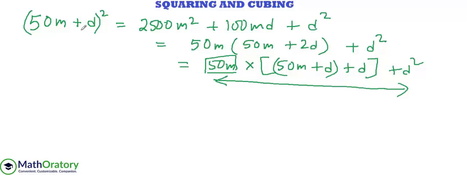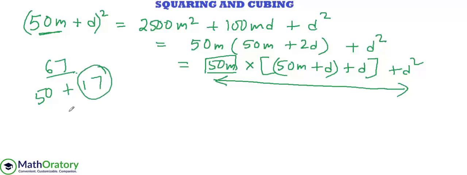So if I have the number 50m plus d, let me take an example. Suppose I have a number like 67. 50m means a multiple of 50. So which is the closest multiple of 50 to 67? That is 50, right? So 67 is nothing but 50 plus 17. So just take a note of this d. What is this d? This is 17.